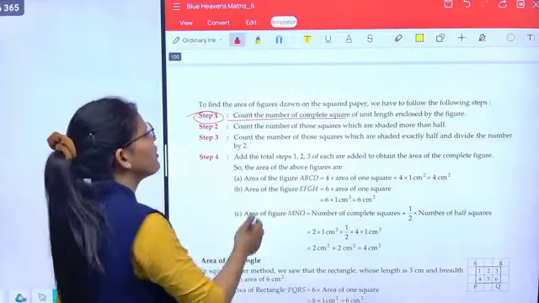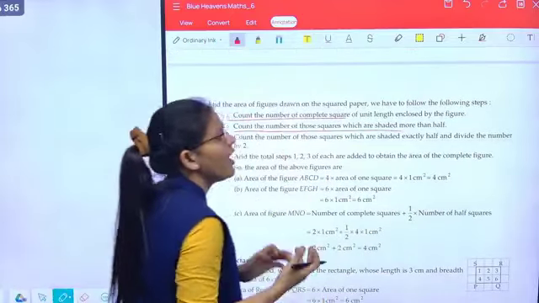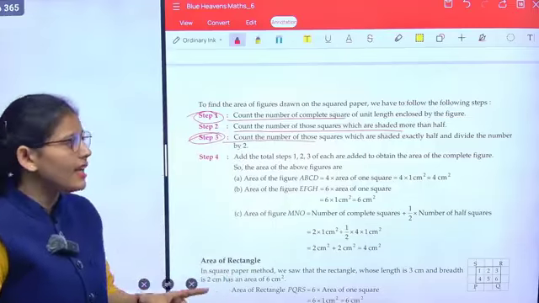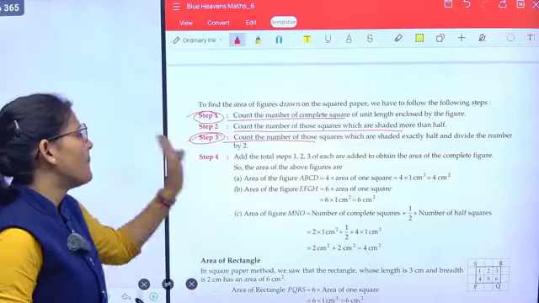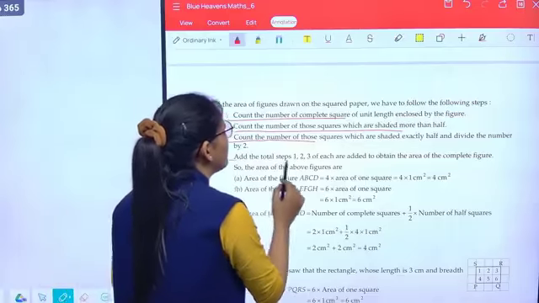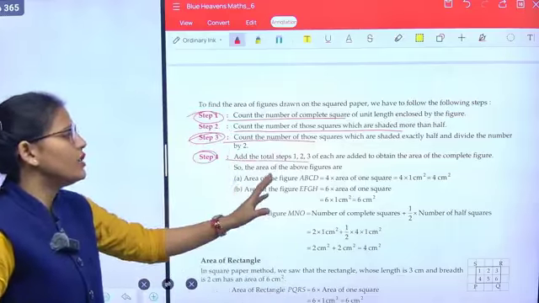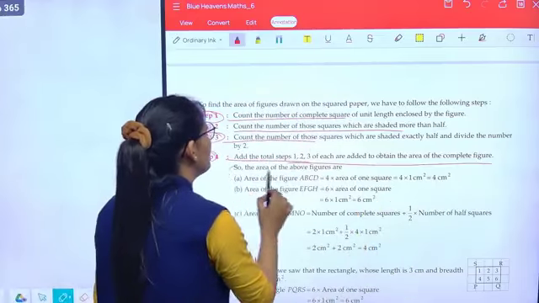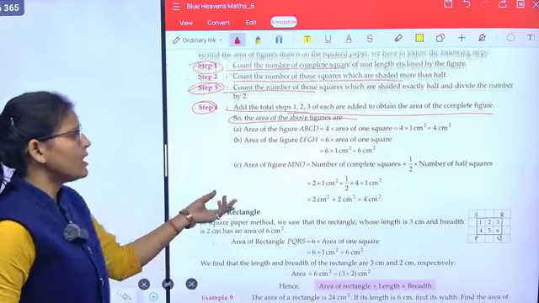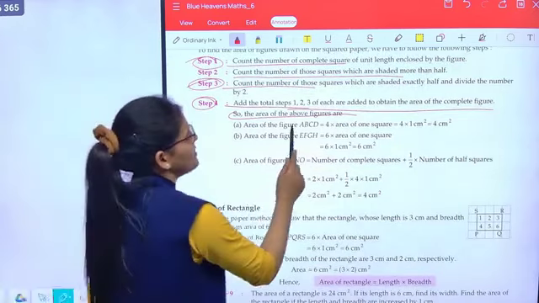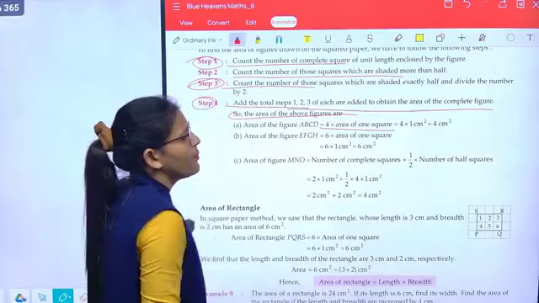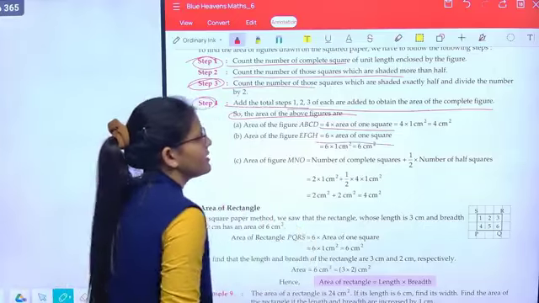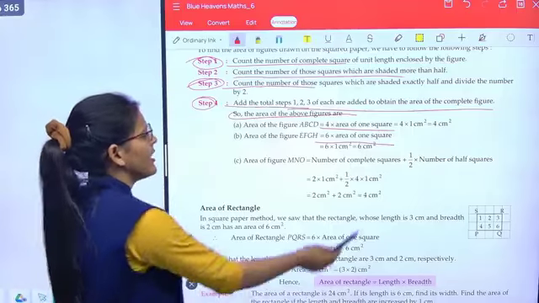Now step 2, count the number of those squares which are shaded more than half. Step 3, count the number of those squares which are shaded exactly half and divide the number by 2. Step 4, add the totals of steps 1, 2, 3 to obtain the area of the complete figure. So the area of the figure ABCD square, that is 4 multiplied by 1 centimeter square. Here there were 6, 6 multiplied by area of 1 square, 6 centimeter square.